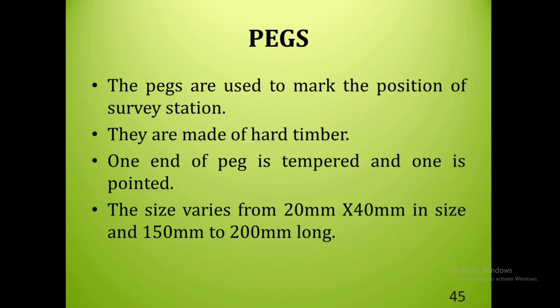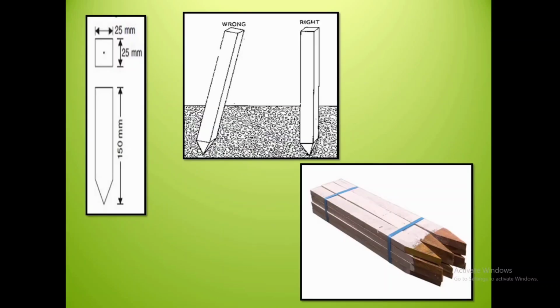Next one is peg. These pegs are used to mark the position of survey stations, and these are normally made out of wood. This is the peg. Normally it will have a length of 150 mm, and this is the cross section of it. The cross section ranges from 25 to 50 mm. Here I have taken a peg with a dimension of 25 mm by 25 mm. It should be inserted into the ground like this. This is the right way of insertion and this is the wrong way.